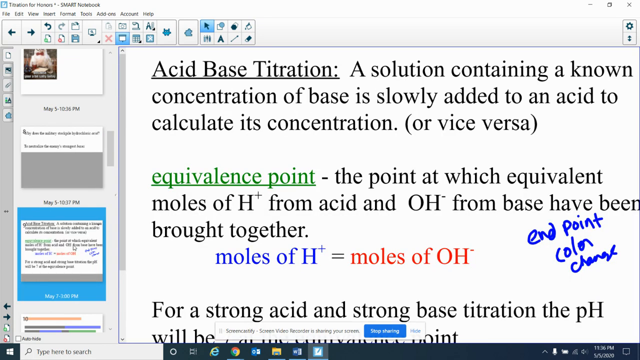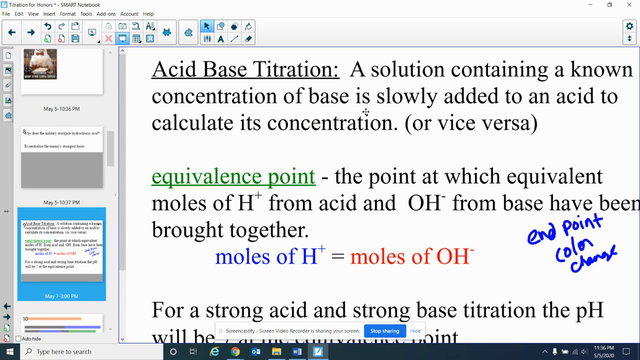All right, so next I want to talk about titration. Titration is when you're taking a solution that you know the concentration of, and you add it to a solution that you don't know the concentration of to calculate that concentration. We're going to do acid-base titration. You also could do some other kinds of titration, but we're going to just do acid-base.